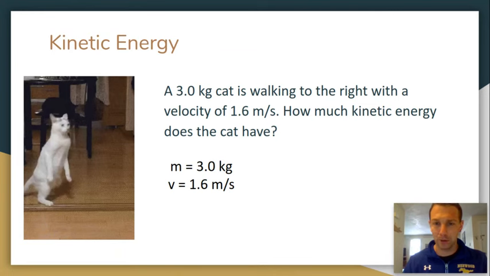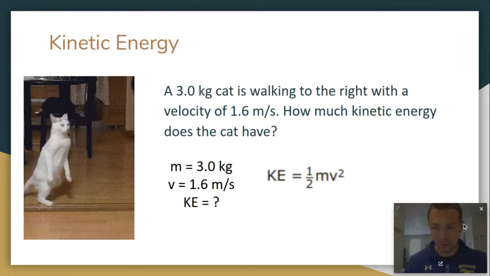Those numbers are both in SI units, because kilograms is the SI unit for mass, and meters per second is the SI unit for velocity. We also want to find out what the kinetic energy is, so that's why I write a question mark next to that. Next, we have to use a formula. We're going to use 1/2 m times v squared. And then we've got to plug our numbers into that formula.